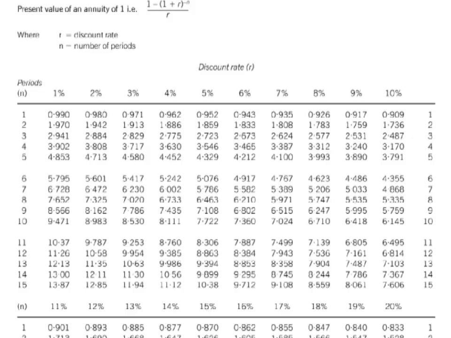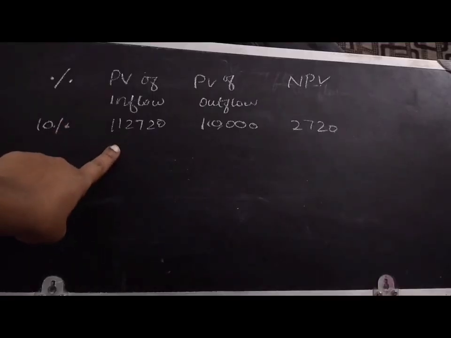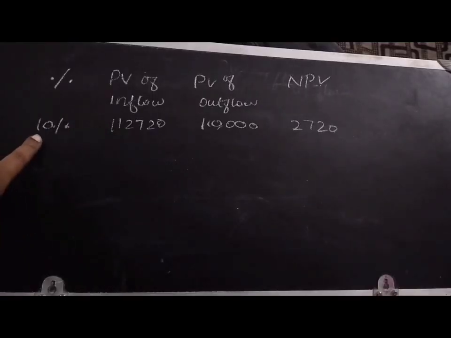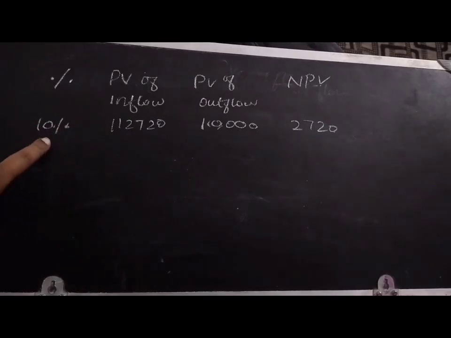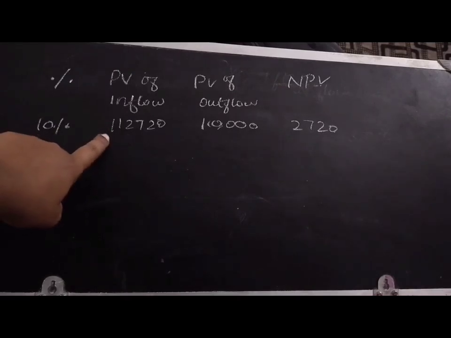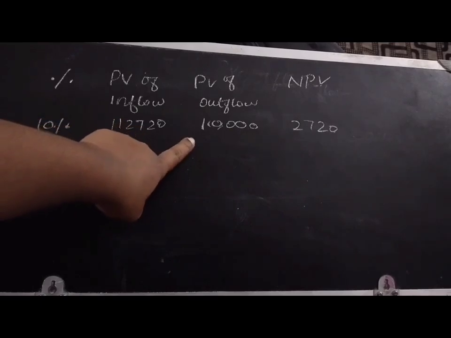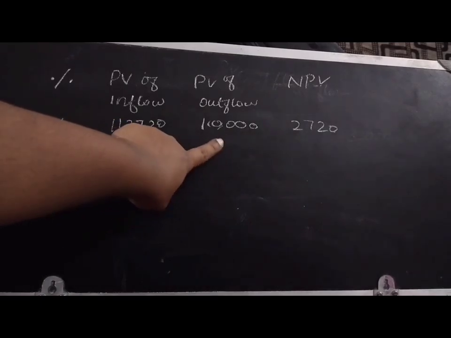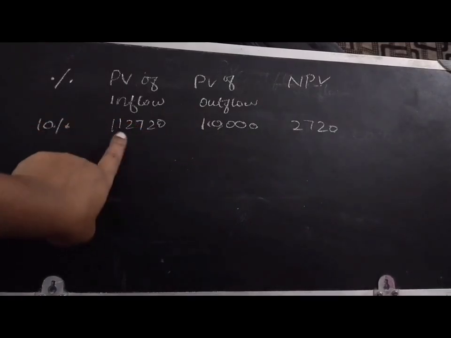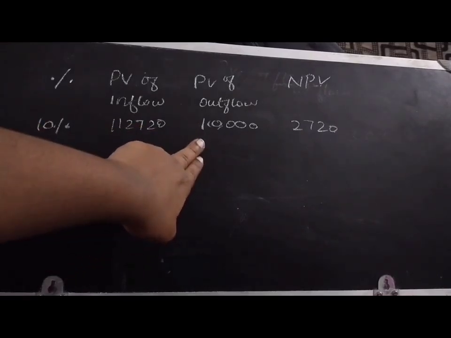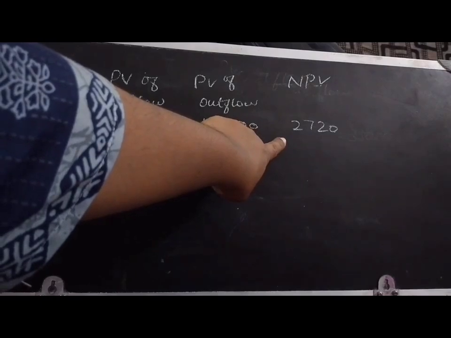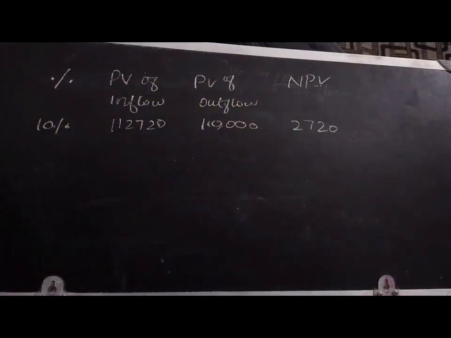So for this we have to find the present value of cash inflow for all the 4 years using the discounting factor 10%, and then add them for all the 4 years. We will get 1,12,720, and the present value of outflow is the initial investment 1,10,000. So present value of inflow minus present value of outflow, we get net present value as 2,720.